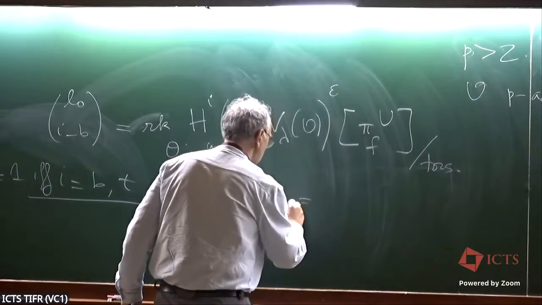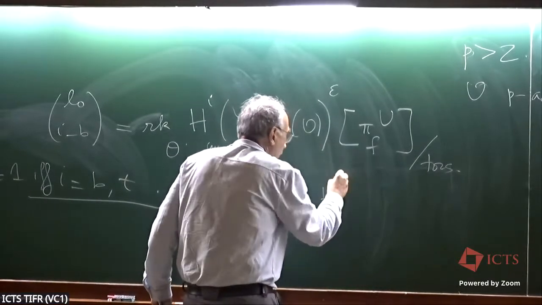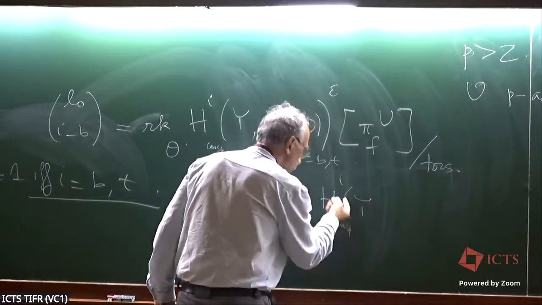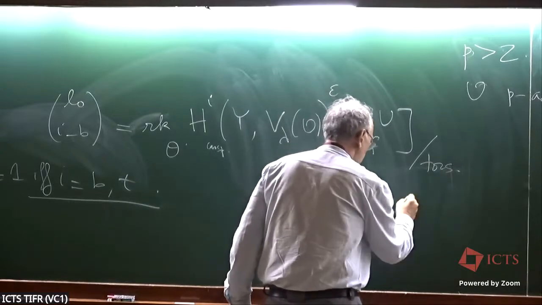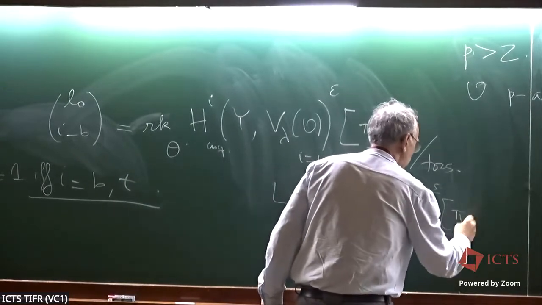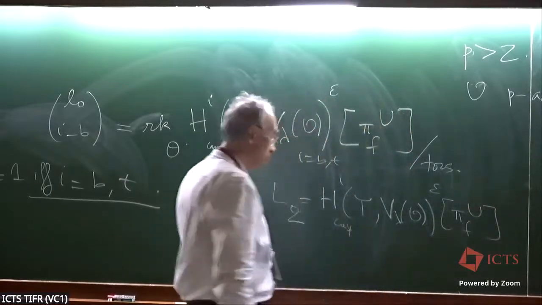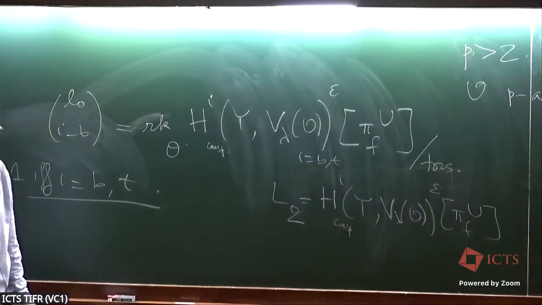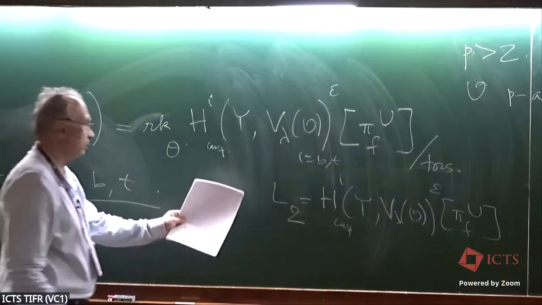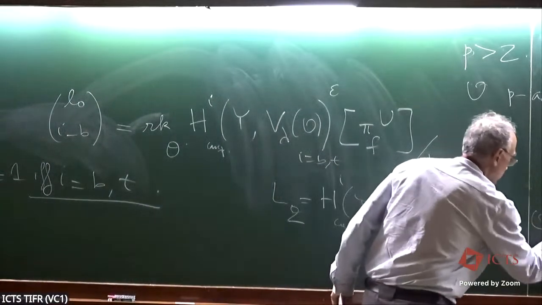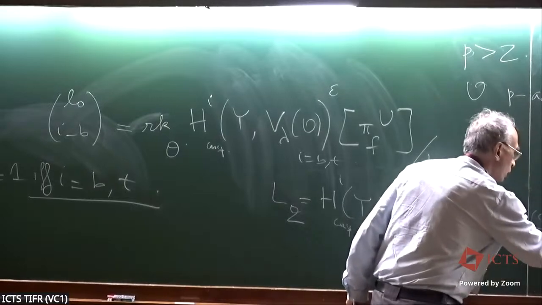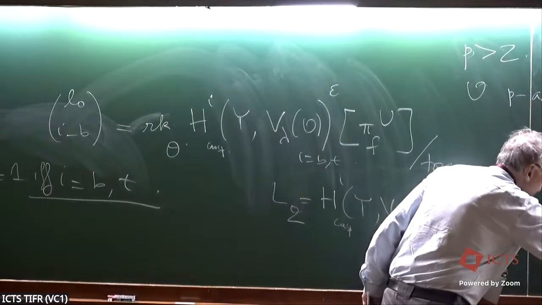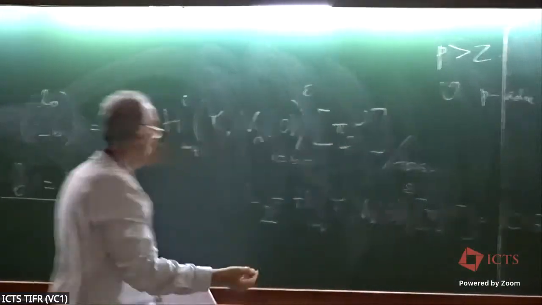L2 will be this thing. H^I, so I is bottom or top. H^I, Y, so cuspidal intersection Betti, V lambda O, epsilon, pi_f^U. Of course, here we need to take the Miraboric group to get the rank 1. And so this is O delta 2, which we should call O delta 2, Betti, epsilon, and I bottom or top. Okay. And now we use our formalism.